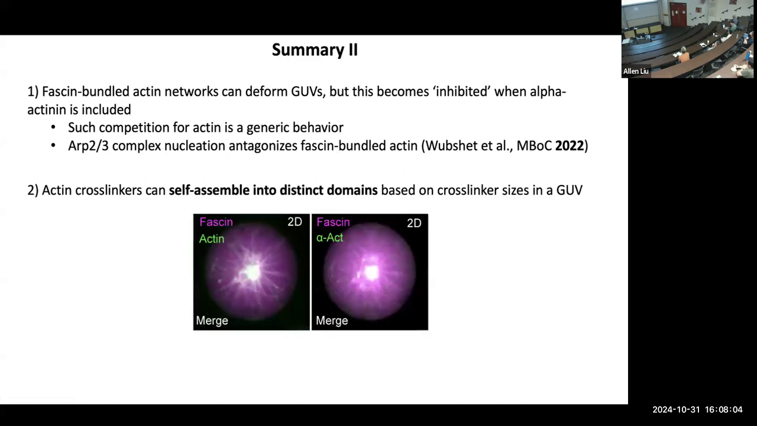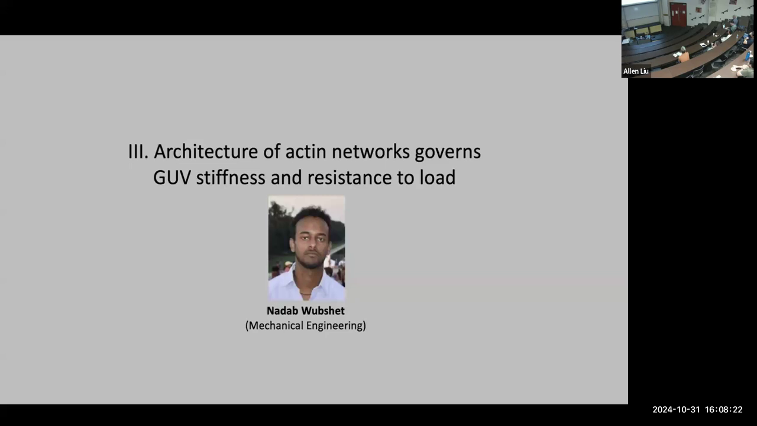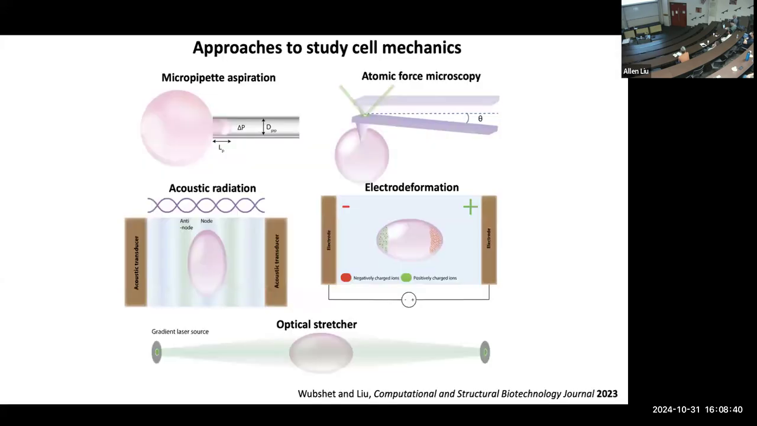But I think it's generic enough to think about how different actin binding proteins can compete with one another in a cell. So here in this particular part, I talk about how crosslinkers can self-assemble into distinct domains in a GUV format. Okay, so let me transition to the third vignette, which is rather short. And this is done by Nadab, who graduated a year ago and is now a postdoc at Harvard. And he was interested in looking at how these different types of actin network can govern the mechanical properties of these giant vesicles.